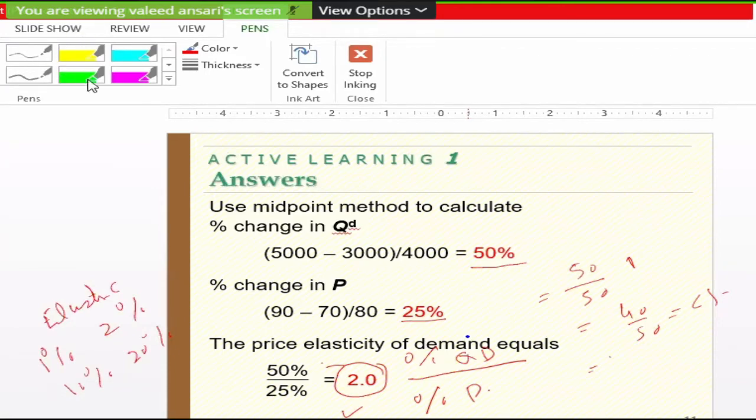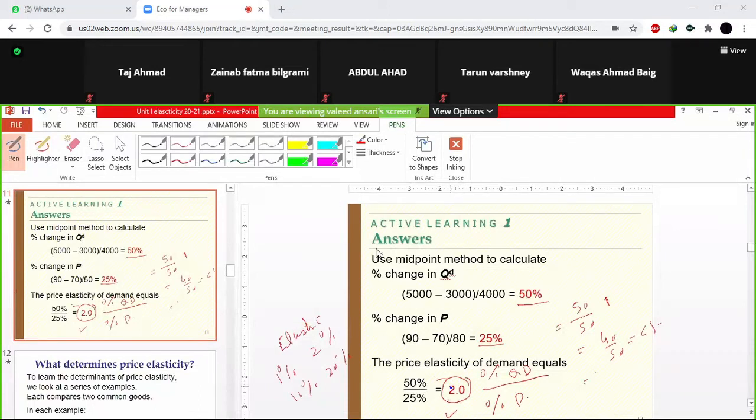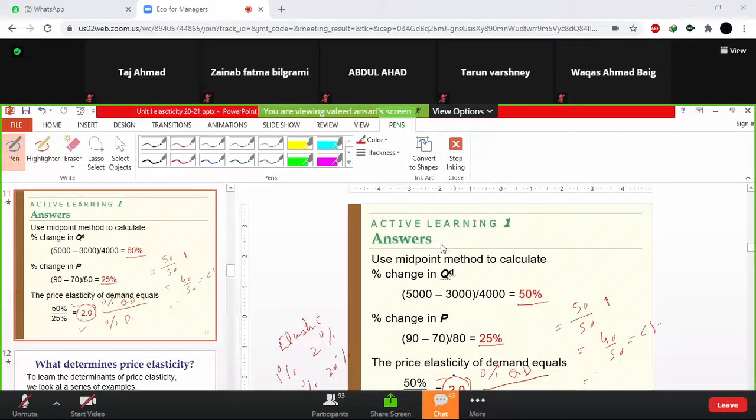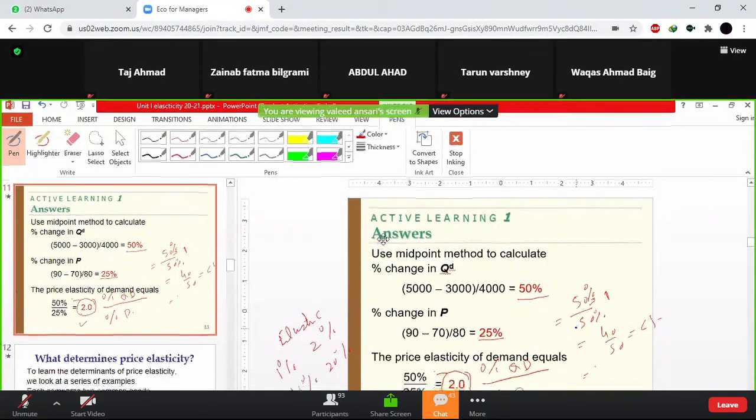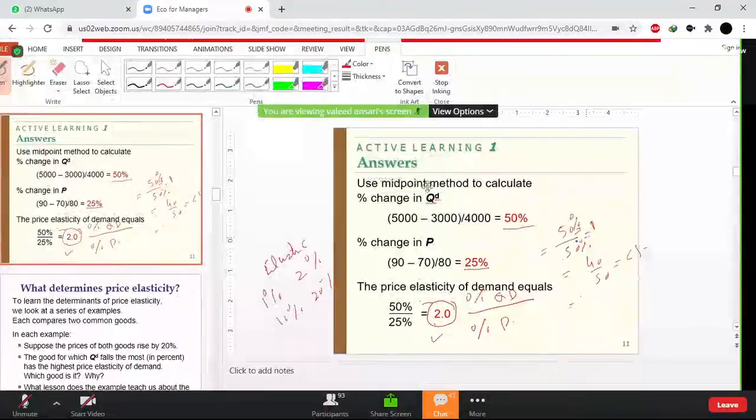Whereas if your demand is elastic, you increase the price, and the quantity demanded will reduce more. Yes, what is the question? Sir, what does it suggest if it equals 1? Equal to 1 simply means that a 50% change in price leads to a 50% change in quantity demanded. The price and quantity change by the same proportion.